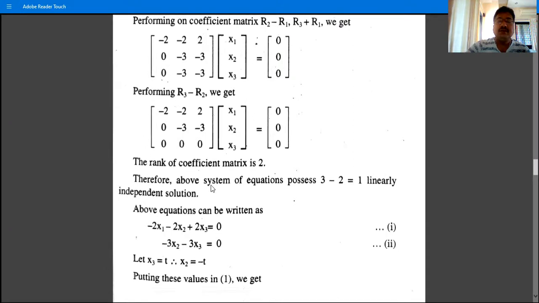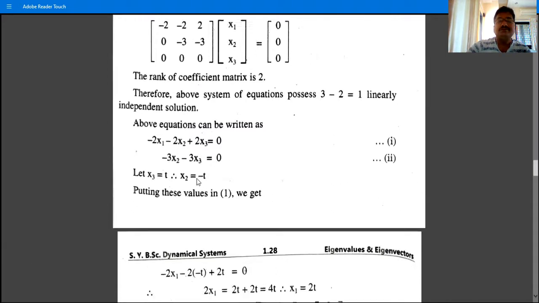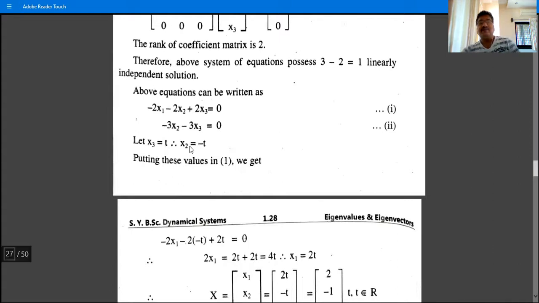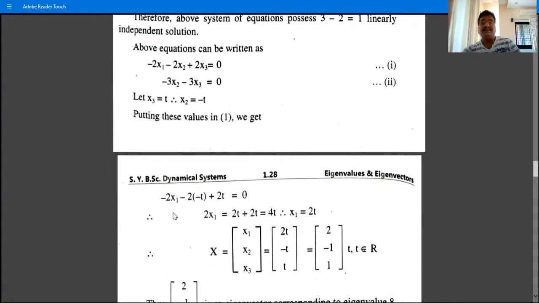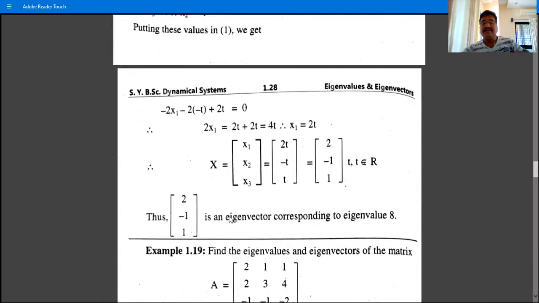Then we have to rewrite the equations. And then we have two equations and three unknowns. So assign one unknown, suppose x3 is t. Then find x2 as minus t from this, and x1 is 2t. So x is equal to x1, x2, x3, that is 2t, minus t, t. Then take t as common: 2, minus 1, 1. So this is the only one linearly independent eigenvector corresponding to eigenvalue lambda equal to 8. We have infinitely many eigenvectors corresponding to lambda equal to 8, but only this one, 2, minus 1, 1, is linearly independent.